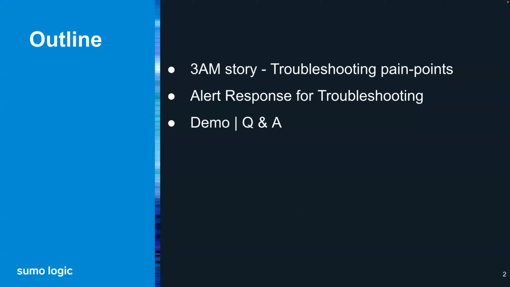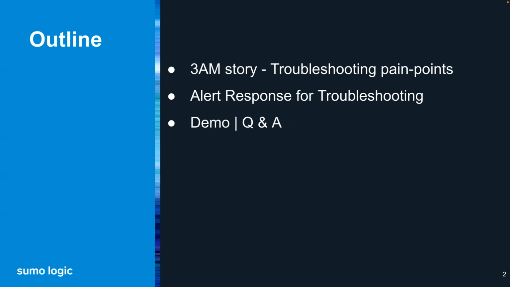So very quickly, what we'll cover today is 3 things. First, we'll talk about the pain points associated with troubleshooting production issues. When you get an alert, here we are dramatizing it as a 3 a.m. story, but imagine you just getting an alert and you're trying to figure out what that issue is. We'll talk about the pain points in that process. Then we'll look at alert response capability and how it can help you address some of those pain points. And finally, we'll do a quick demo of the feature and wrap the session up with some Q&A.